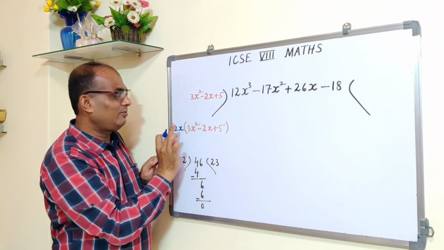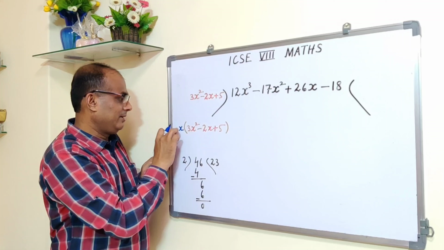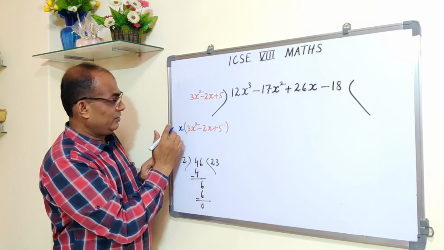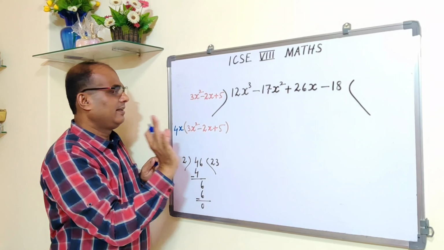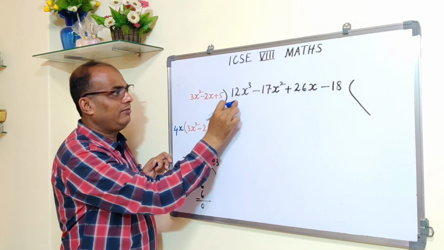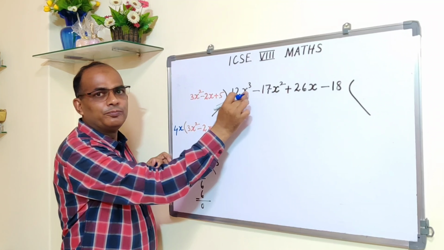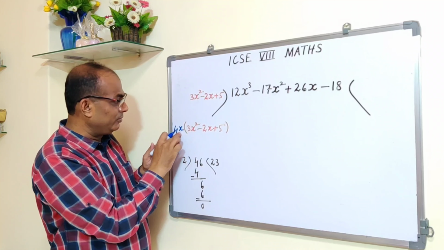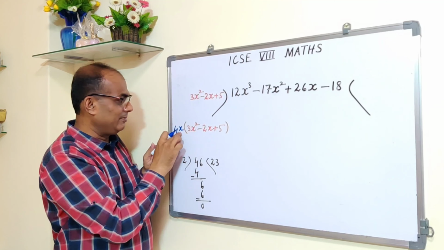We want 12, so that means we should not multiply by 2x. We want 12, so 3 4s are 12. If we multiply by 4x, what are we getting? 4 3s are 12, and then x into x² gives you x³. So x has to be there, because if you multiply only by 4, you will get 12x². You want x³, so that's why I am writing x also here.